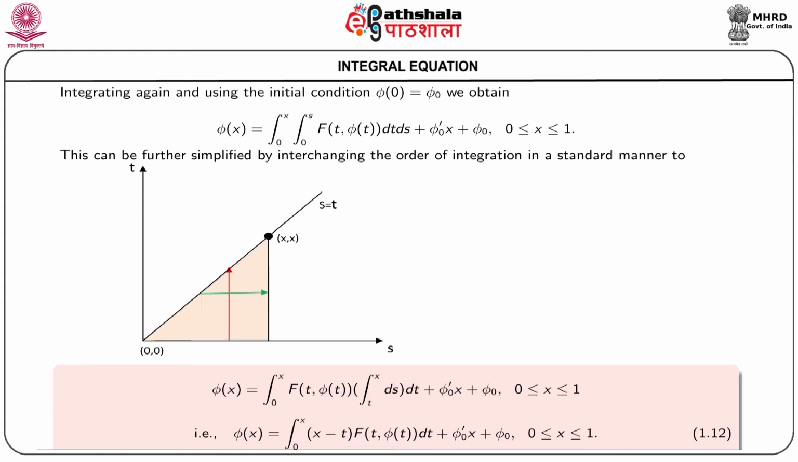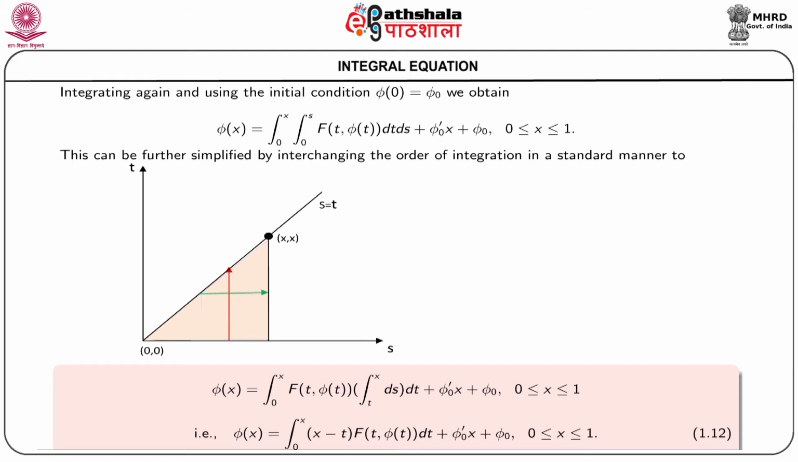Now the double integral 0 to x and 0 to s, F(t, phi(t)) dt ds can be further simplified by interchanging the order of integration in a standard manner. Now the inner integral is t integral, which varies from 0 to s, and the outer integral is s integral, which varies from 0 to x. So in the t-s plane, the line s equal to t is drawn on which the point (x, x) is given, and we denote the region of integration in this triangle.